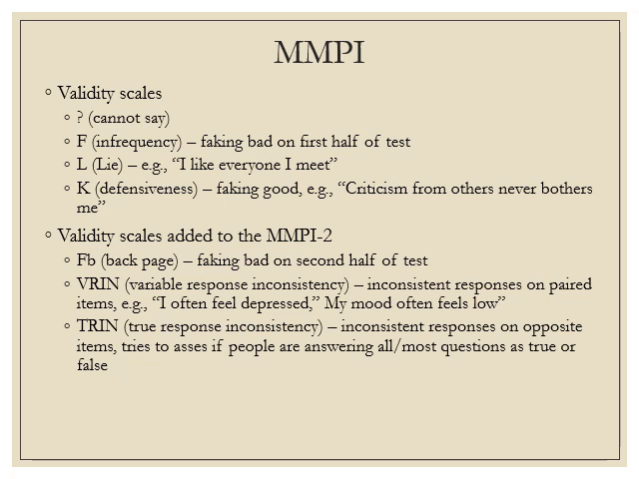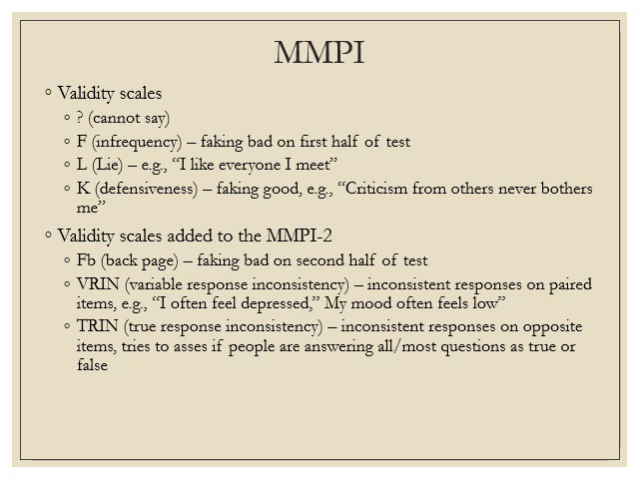The K scale, which is also interpreted sometimes as defensiveness or a faking good scale. This is where people try to present themselves in a better light than what might actually be true. An example would be saying yes to "criticism from others never bothers me." Almost all people are bothered by criticism from other people. So if you answer yes to that, then you might be trying to present yourself in a better light than what's actually true.